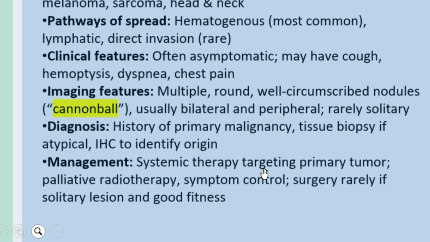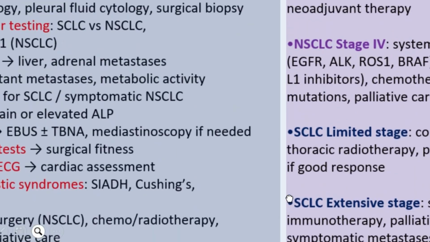Then the management is going to be systemic therapy targeting the primary tumor. We target the primary tumor. That is, if it's colon cancer, we target the colon cancer. And then symptoms control. Sometimes surgery may be done, which is called the metastasectomy, where they remove the metastasis with surgery.